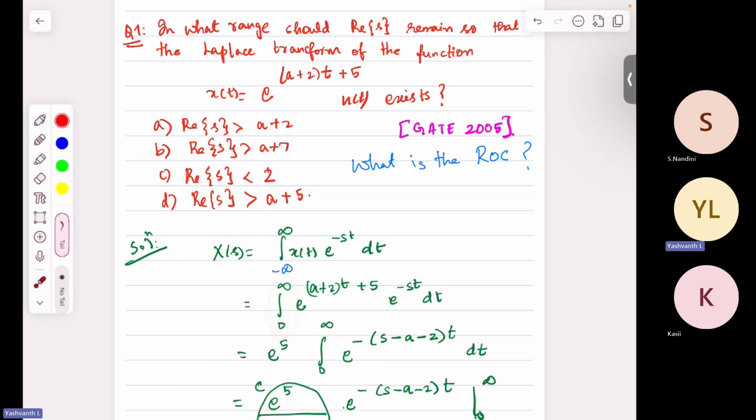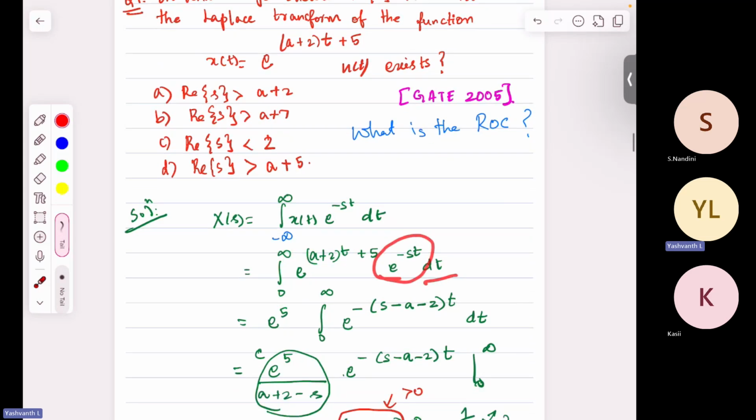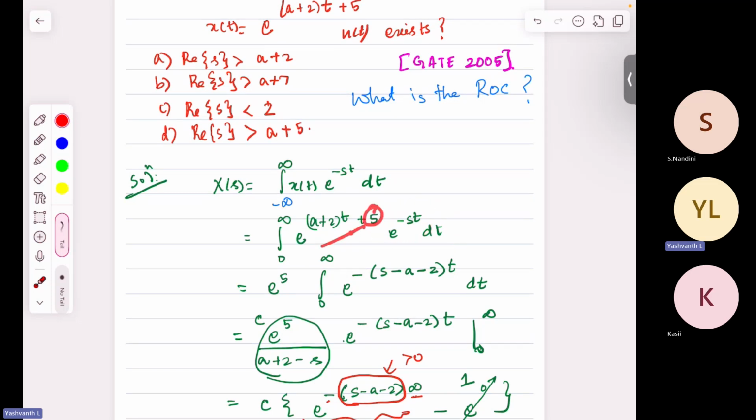You gave the right answer because of the unit step function. Anyways, u of t is 0 for t less than 0. Therefore, it is enough if you compute the integral from 0 to infinity, in which case u of t is just equal to 1. So I just need to integrate e power (a plus 2)t plus 5. That's what I'm writing. So integral 0 to infinity e power (a plus 2) times t plus 5 into e power minus st dt. Now e power 5 is constant, so take it out.